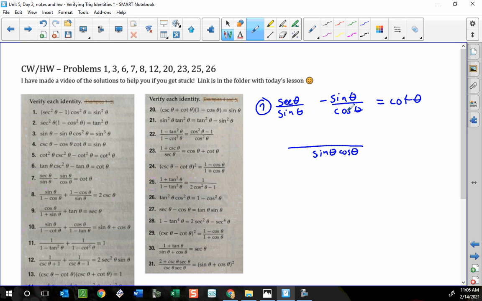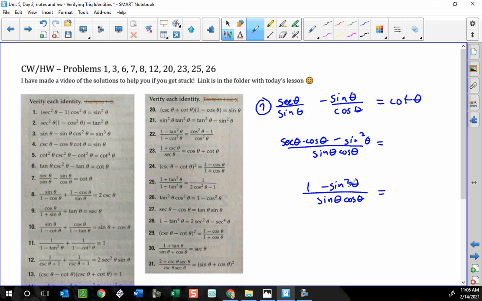All right, so that means I have to multiply cosine times this. Well, cosine times secant, I'll write it down, but I hope you already know that that's going to turn into a 1. And then sine times sine is sine squared. All right, so secant and cosine are the reciprocal of each other, so they turn into 1. I get 1 minus sine squared over sine times cosine.